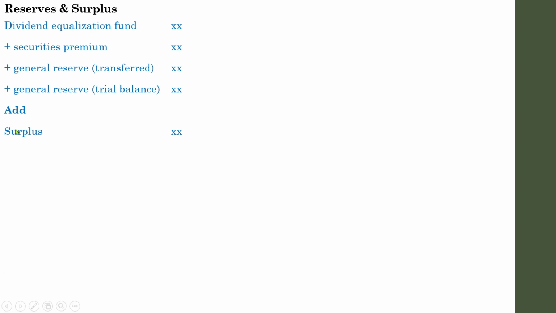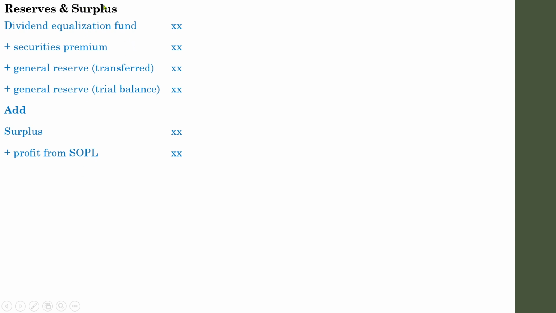So under surpluses, there will be an item as surplus given directly in the question. You have to add it. With that surplus, you have to add the profit from SOPL. Remember, it is a common mistake you will make while preparing the statement of financial position. You have to do all these steps.